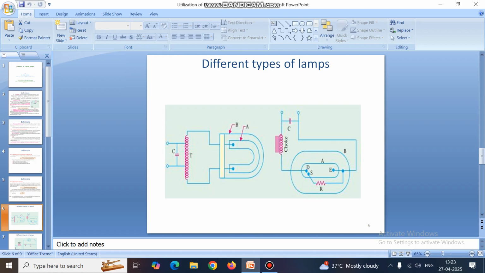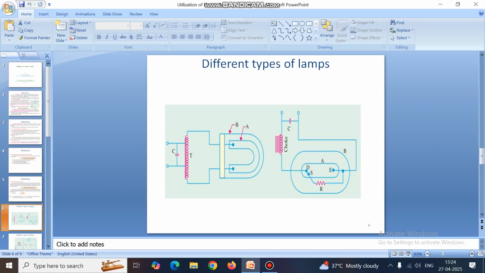The next one is the high pressure mercury vapor lamp. This is the tube. This tube contains mercury and a certain amount of argon gas. There are two electrodes, and there is a bypass with a resistance R. Generally, the value of R is 50 ohm.